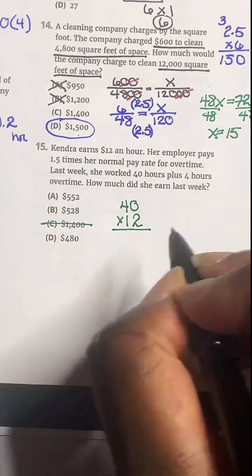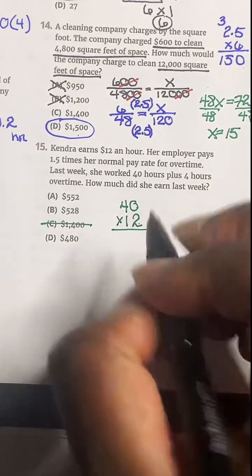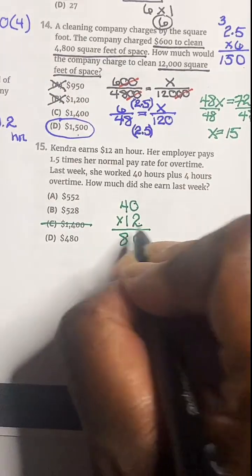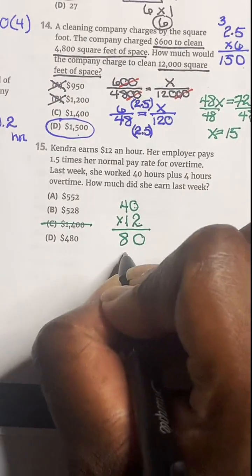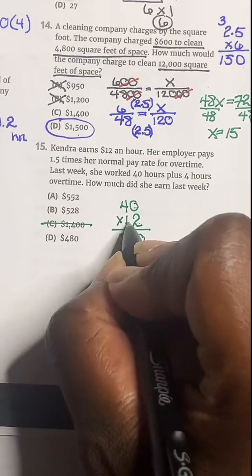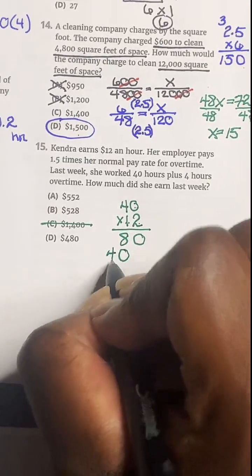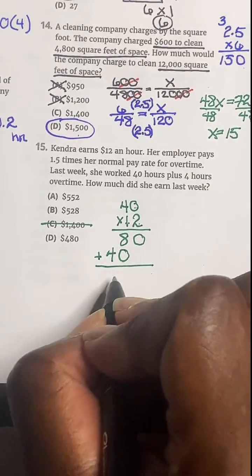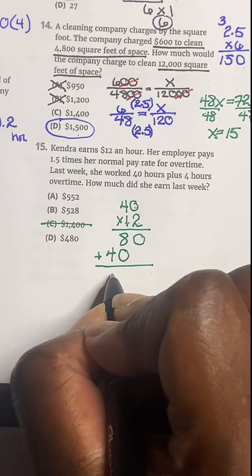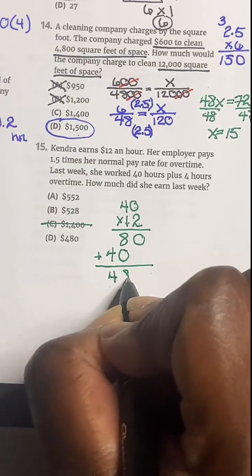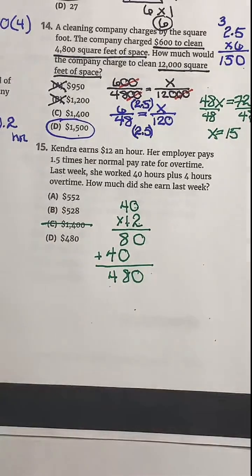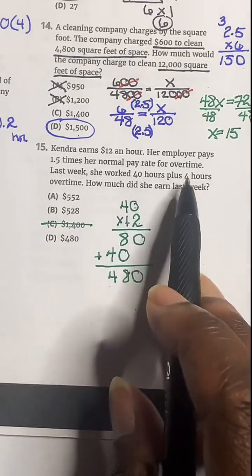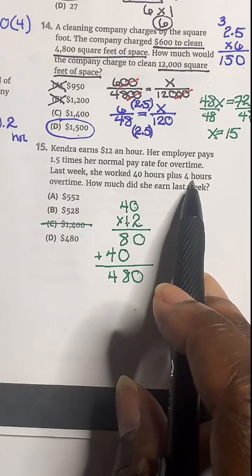I know I'm using the X, just work with me. So 2 times 0 is 0. 2 times 4 is 8. Still got to do the 1 and 0. So that's 0. 1 and 4, that's 4. So this is how much she made for the 40 hours. So it's $480. Okay. All right. This is what she made for the 40 hours, not including the overtime.